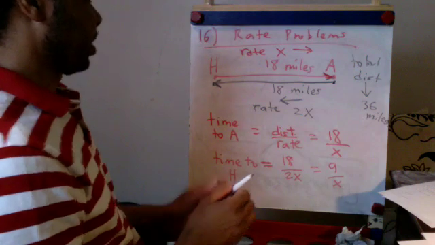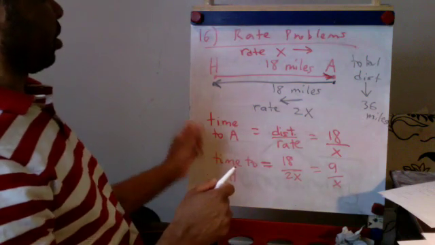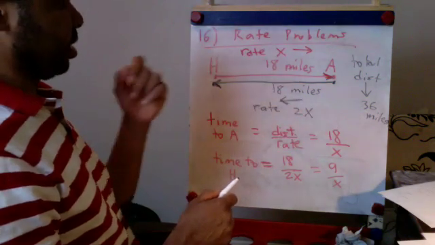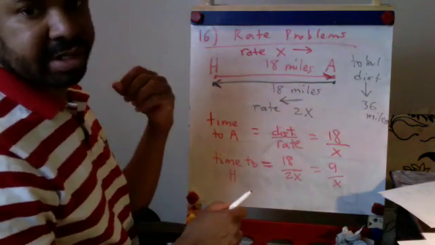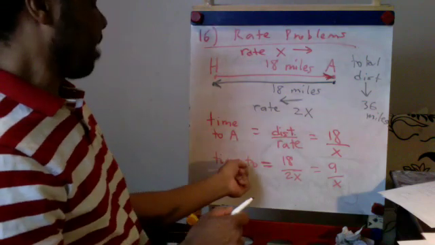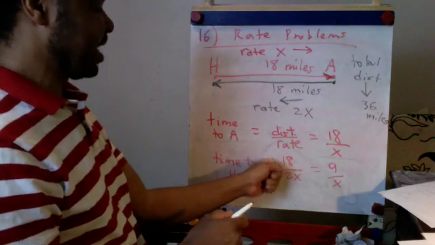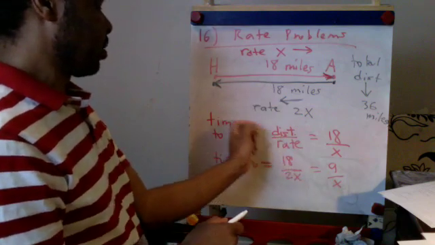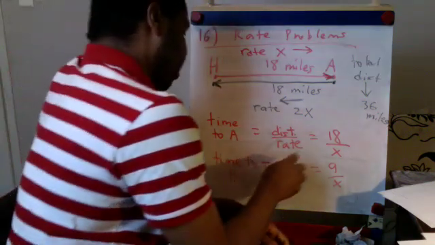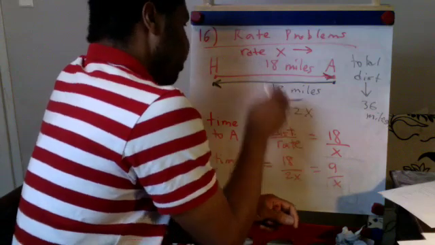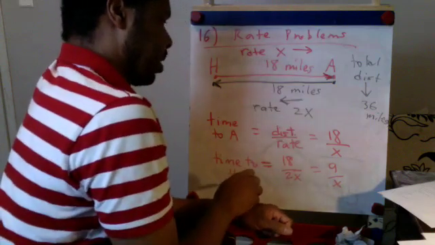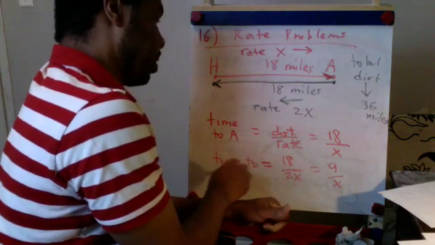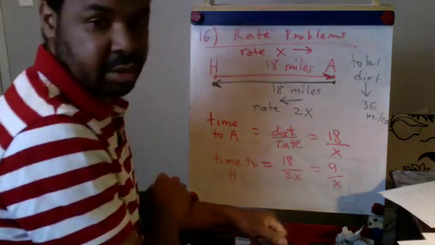All right, so time to the airport is just distance over rate, which is 18 over x. Time back to home is, again, the distance over rate. The distances are the same, but the rates are not the same. So time to airport is distance over x, and time to home is the distance over 2x. The rates are different.